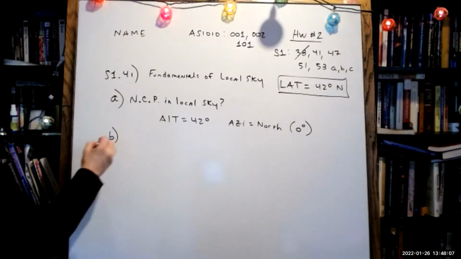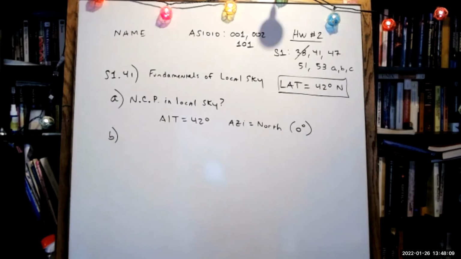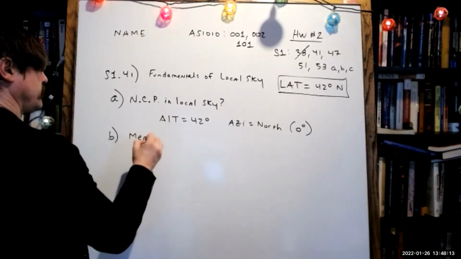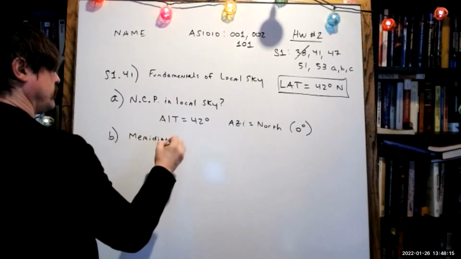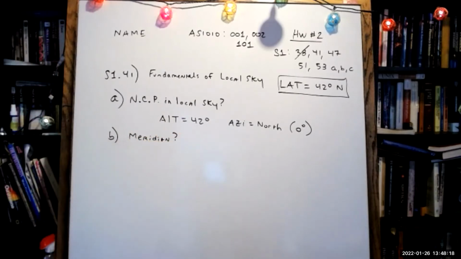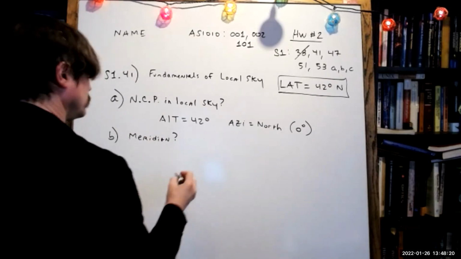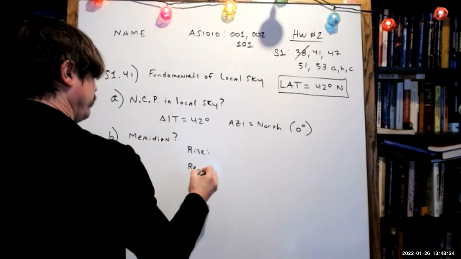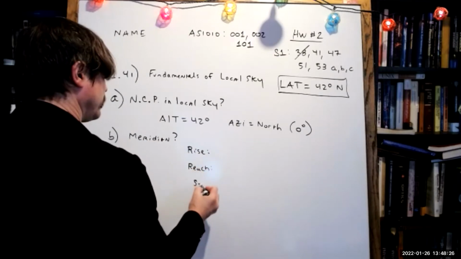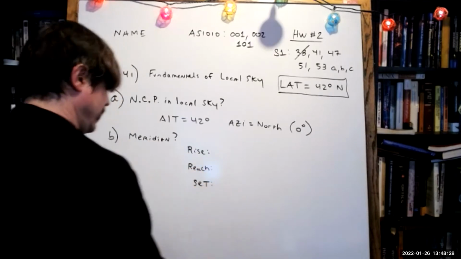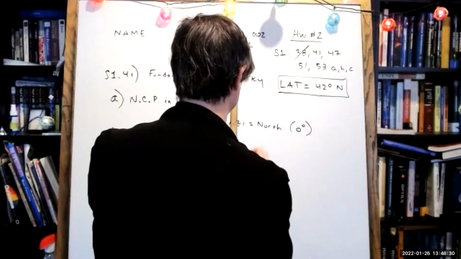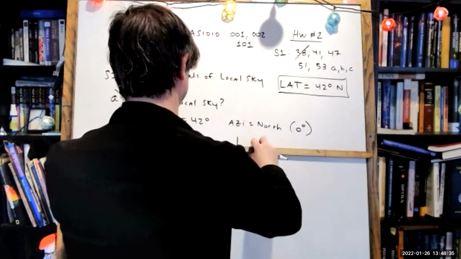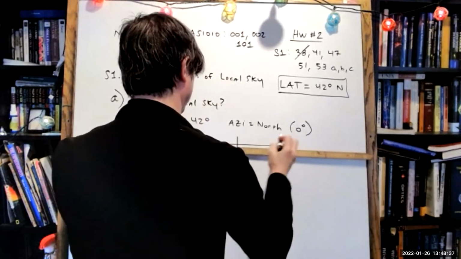B, Will, read it to us. Describe the meridian in your sky, specifying at least 3 distinct points along it, such as the points at which it meets your horizon and its highest point. In other words, we want a rise, a reach, and a set. And we want 3 points for rise, reach, and set. Well, we want altitude and azimuth for each of those, right?